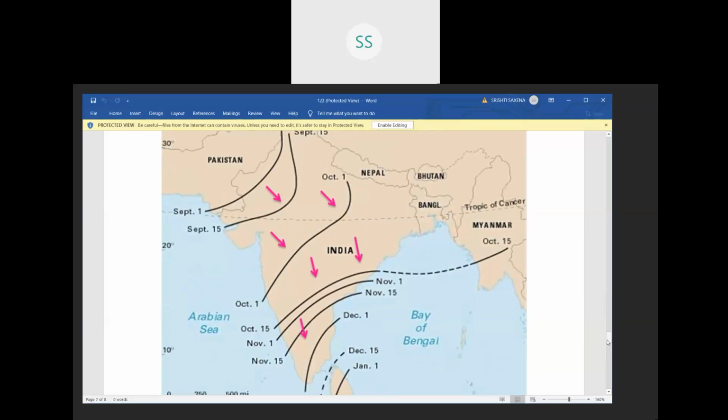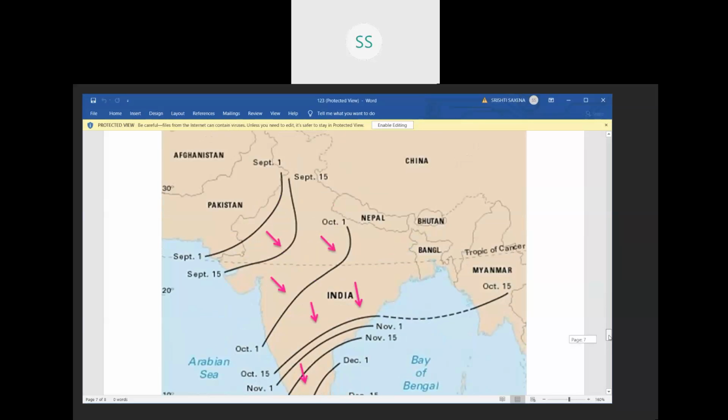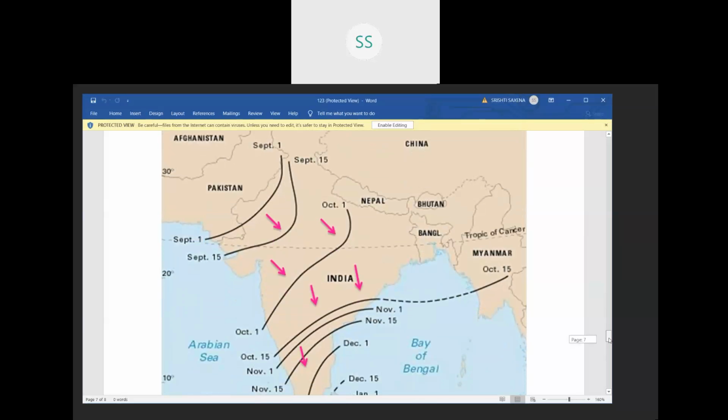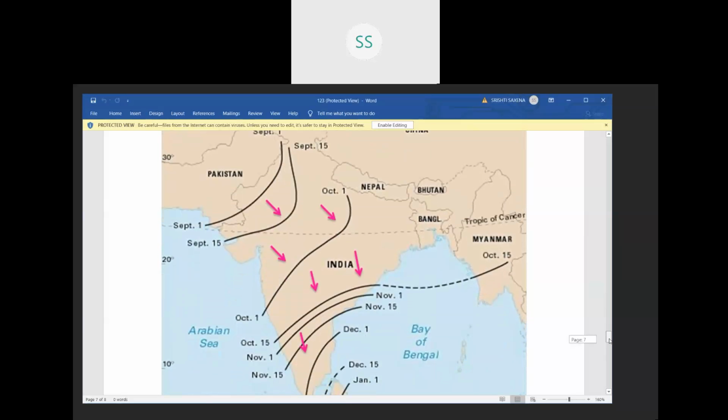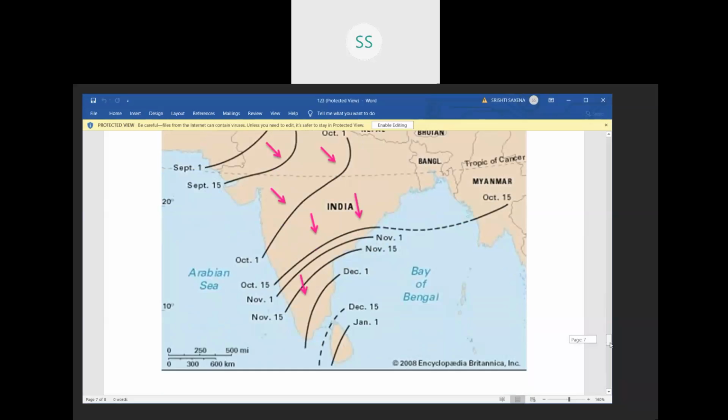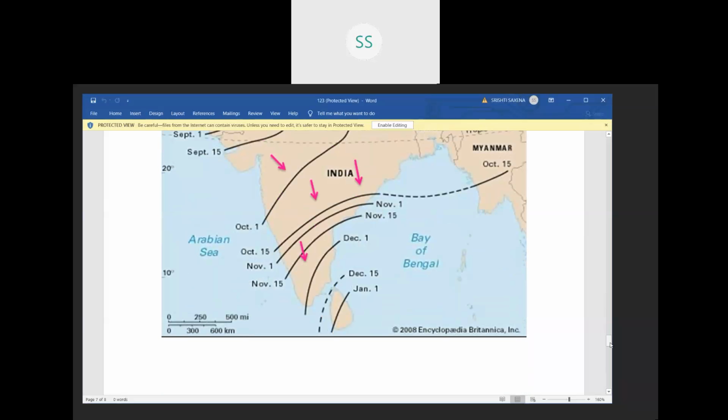This is withdrawal of monsoon. This is completely your withdrawal of monsoon, or the monsoons which are going back, retreating monsoon or withdrawal of monsoon. You can see normal dates of withdrawal. You can see by 1st September, little bit it starts going back from different regions, October, November, then finally by December, the winds completely are gone back into the sea towards the islands. So you can see all the months which are drawn here.